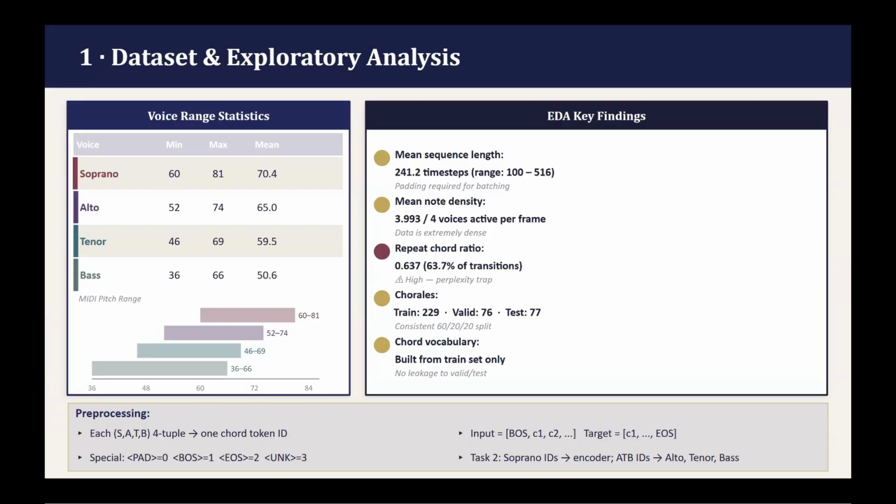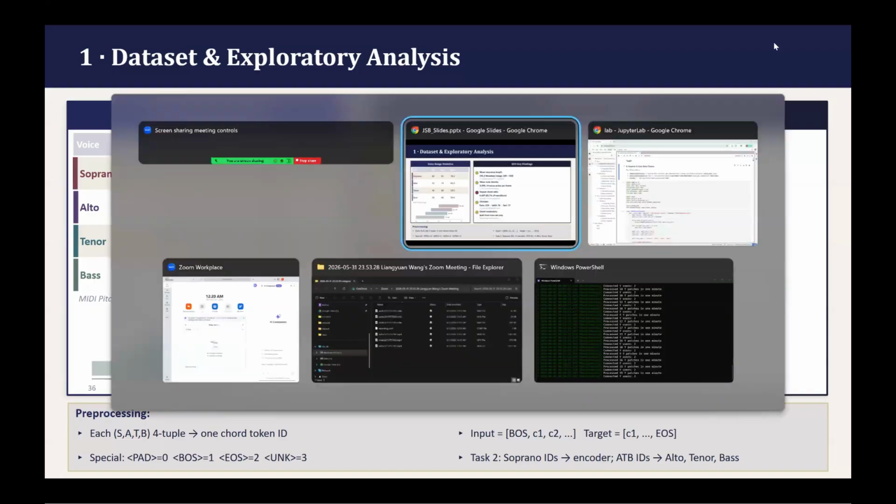We use JSB chorales, which is 382 four-part harmonizations by J.S. Bach, taken from the Czarnecki JSB chorales dataset repository in its 16th note quantized voice-separated format. Each chorale is represented as a sequence of time steps, where every time step is a four-tuple of MIDI pitch numbers for soprano, alto, tenor, and bass, with -1 indicating silence.